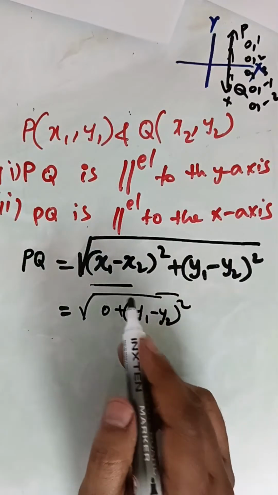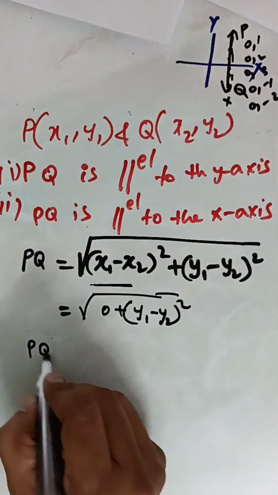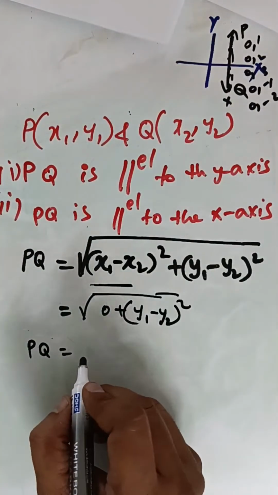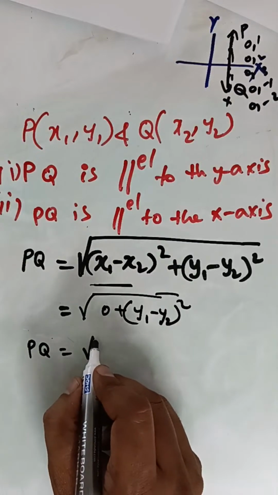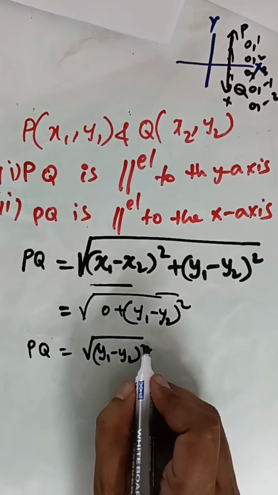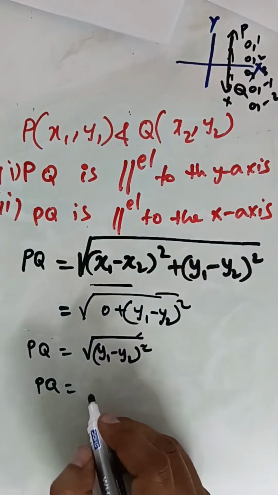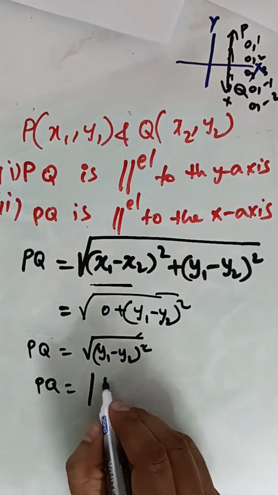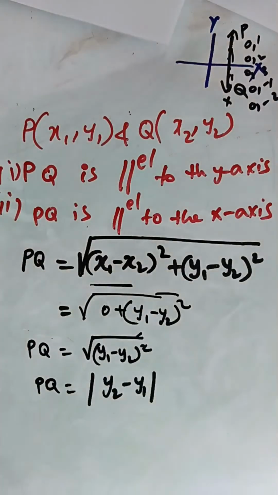So when the line is parallel to the y-axis, the distance PQ will become square root of y1 minus y2 whole square, and the square and root get cancelled, so PQ is equal to, and the distance is always positive, so you have to write absolute value of y2 minus y1.